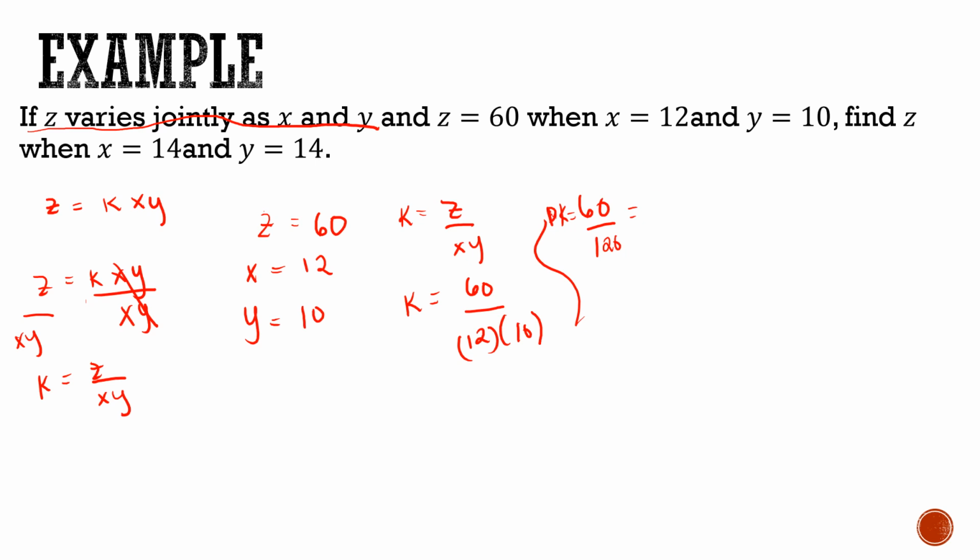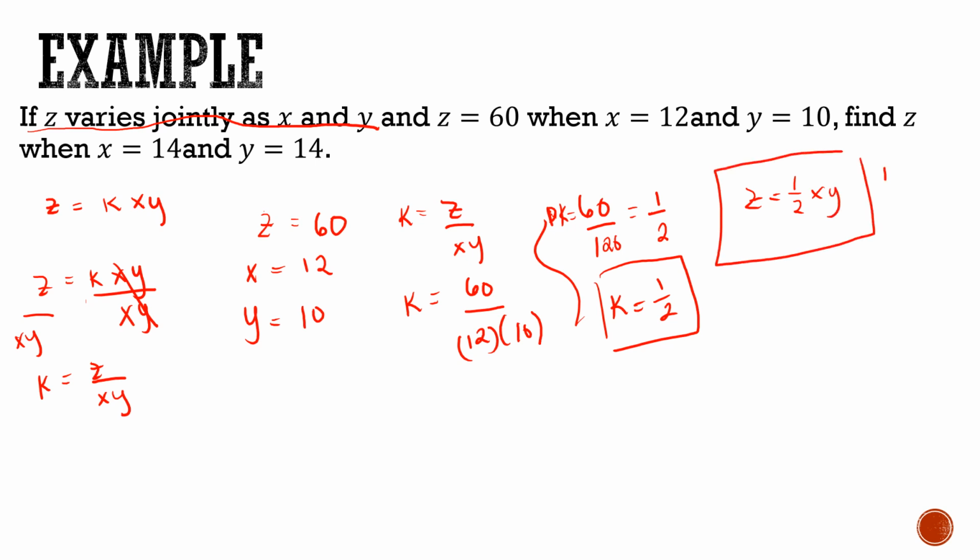60 over 120 is 1 half. Therefore, k is equal to 1 half. After getting the value of k, we can now substitute the given value of k to our original mathematical equation, which is z is equal to kxy. So we have z is equal to 1 half xy. This is now our equation of the variation.